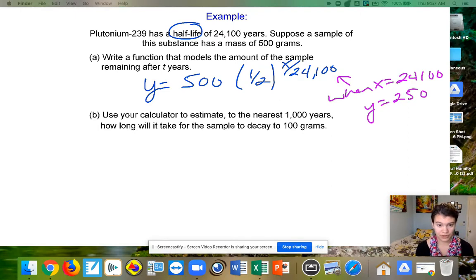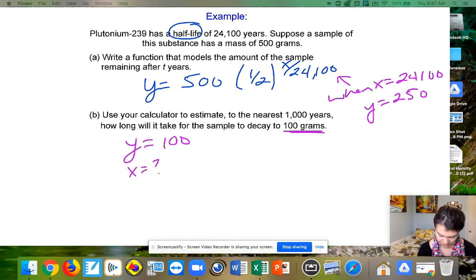Okay, so next we want to use your calculator to estimate to the nearest 1,000 years how long it will take for the sample to decay to 100 grams. So 100 grams, that's when y equals 100. We want to know when x equals. So graph this function right here.